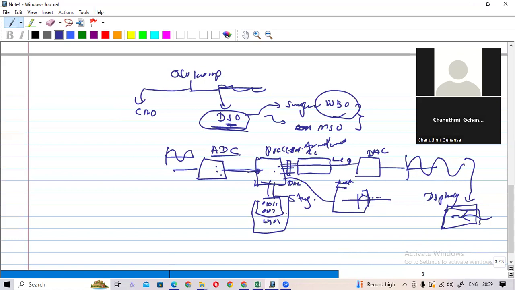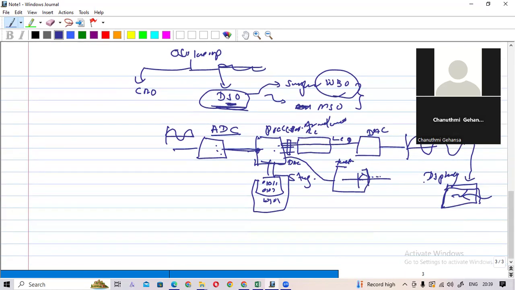The ADC is there, the processor is there, then the storage is there. The analog signal is converted to digital bits, then stored in storage. Once we need it, we can get it, convert it using a DAC and display it. So that is the basic DSO operation. I think that is enough. So the oscilloscope working principle is like that: CRO and DSO.